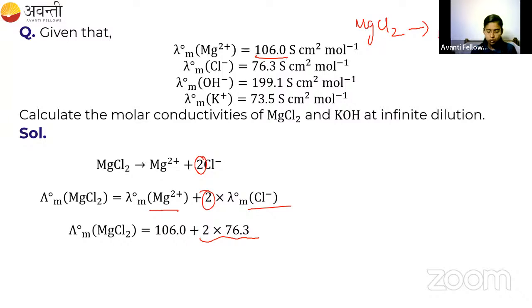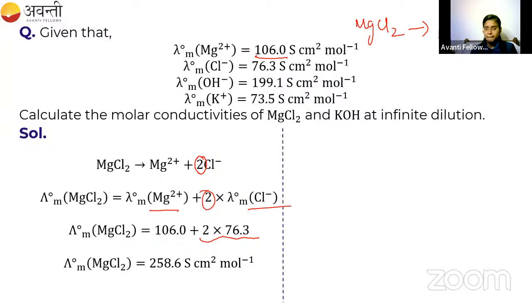Got it? So as Sakshi and Sanika have said, it is 258.6. Sakshi has got the value for the second KOH also. Both of them have got the answer for KOH also. Very good, students. Mahek also got 272.6. Okay, let's check.